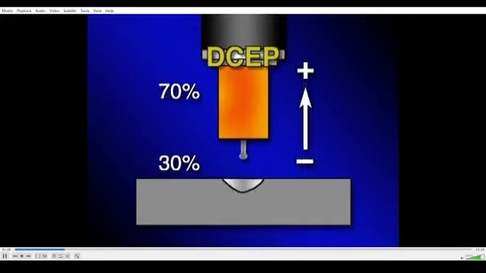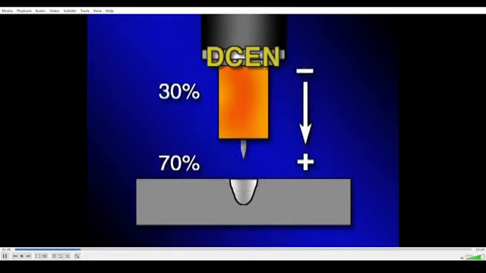When the current control switch is set to direct current electrode positive, current flows in the opposite direction, and about 70% of the heat is focused on the electrode. DCEP is seldom used for TIG welding. For one thing, it produces shallower penetration compared to DCEN. For another, DCEP requires a larger diameter electrode than DCEN because 70% of the heat is focused on the electrode.